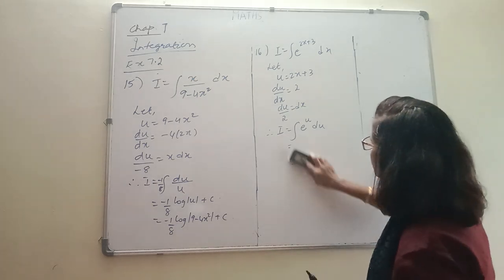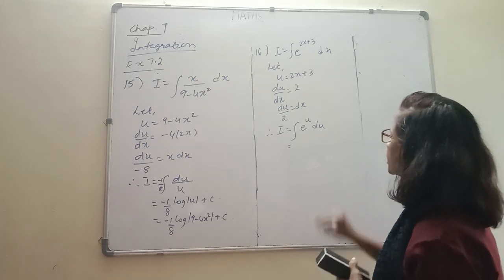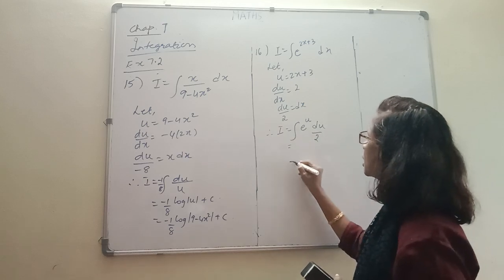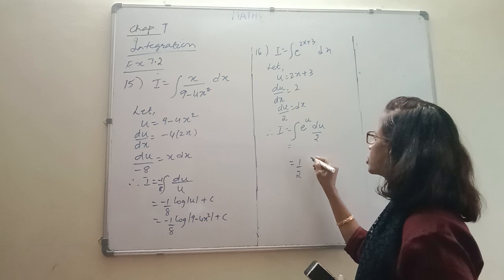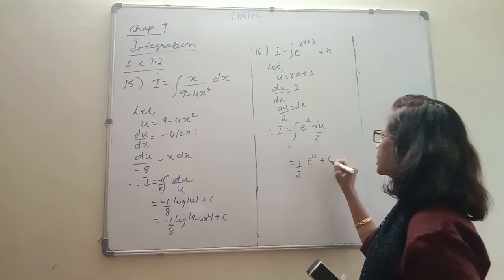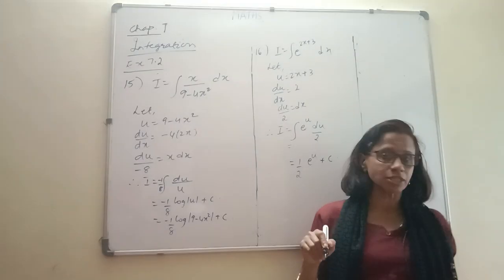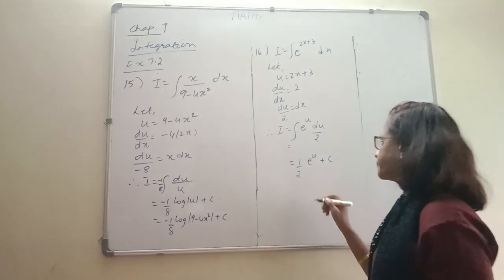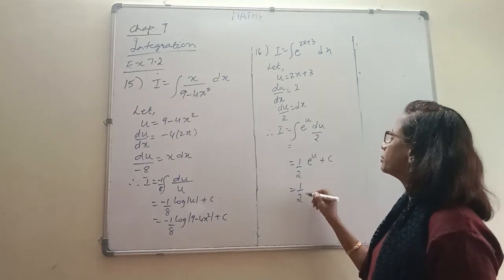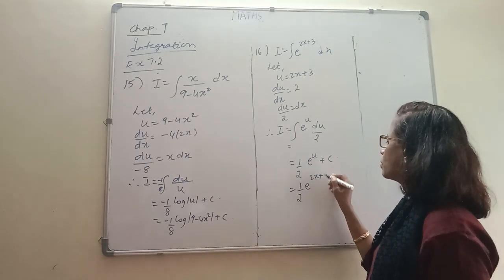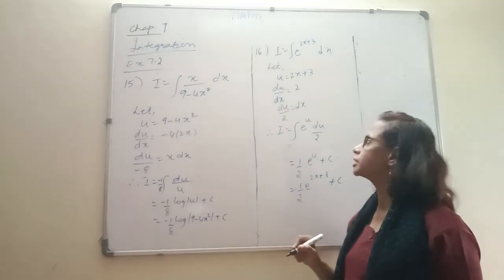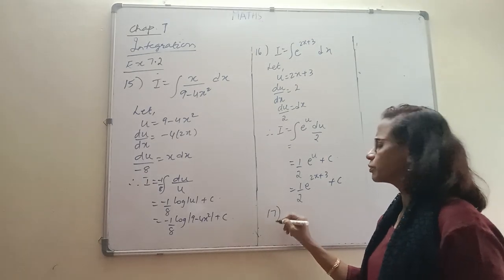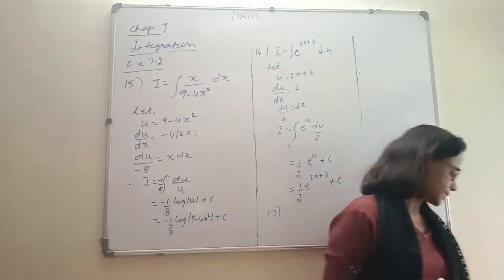to account for the du over 2 actually. So that's half times, the 1 over 2 comes out, and the integral of e raised to u is e raised to u itself. So it's going to be half times e raised to u plus c. When we revert back the u, it will be e raised to 2x plus 3 over 2, where 2 is the coefficient. That's all for that. We can move to the 17th problem and see what it says.